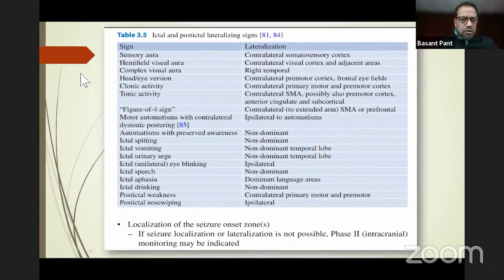So the most important part of patient evaluation is the semiology, the symptomatology of the seizure. There are many hallmarks of ictal and post-ictal lateralizing signs that you should remember and then ask about. Whenever a patient comes to you, you should ask what happened first, not in the middle, not at the end. First, what happened? What did your patient do when he was normal and suddenly what did he do?